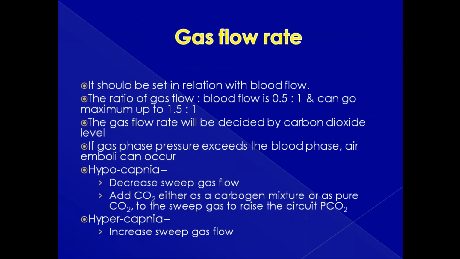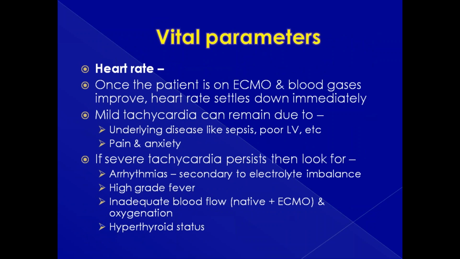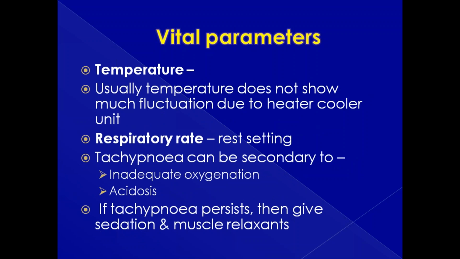Okay, RPM, we dealt with that. Gas flow rate, ratio of 0.5 to 1 for washing of the carbon dioxide. Heart rate. Mild tachycardia can remain due to underlying diseases like sepsis, poor LV contractility, etc. Pain and anxiety, one has to be very careful about that. So anxiolytics as well as analgesics, both have to be given to them. If severe tachycardia persists, then look for arrhythmias, high-grade fever, inadequate blood flow, or hypothyroid status.